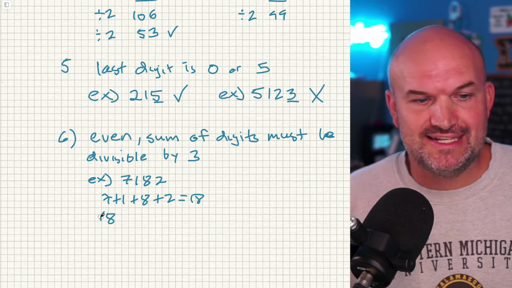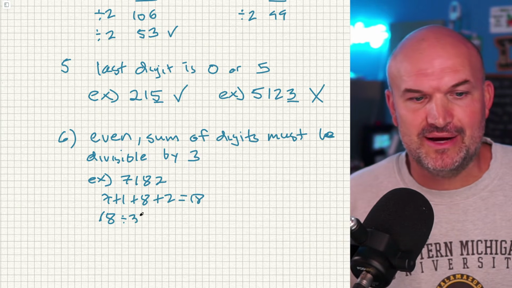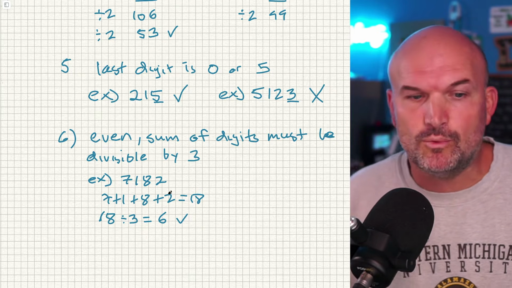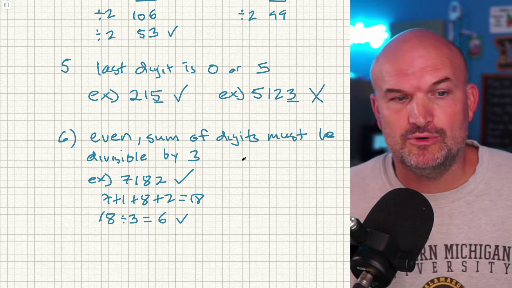And what do we know about 18, ladies and gentlemen? 18 divided by 3 is equal to 6. So that works out. Therefore, 7,182 is divisible by 3.